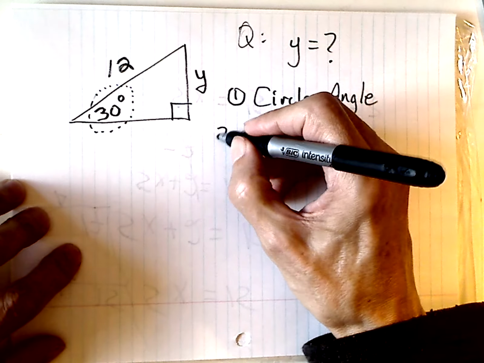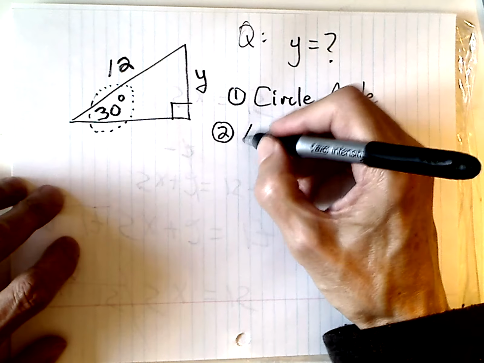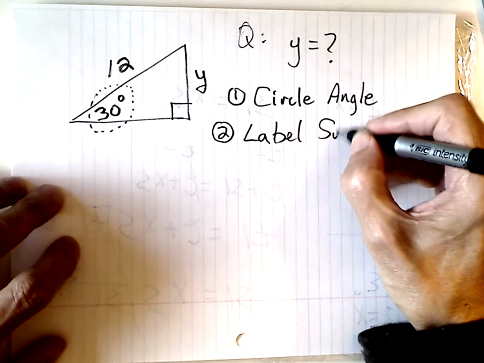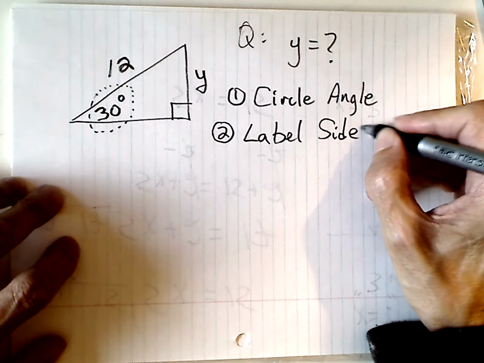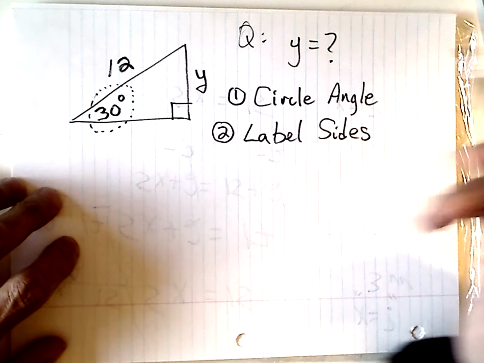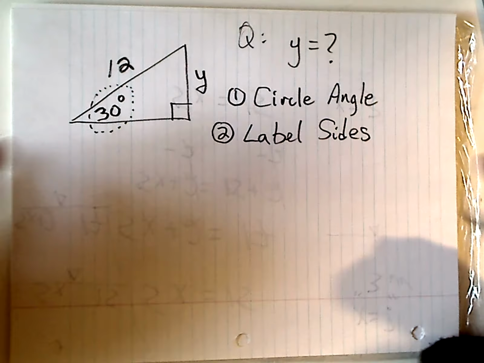Second, it is around this angle that you label the sides. Because if you saw last time, if you change where the angle is, the labels change. That's why we circle it. Kind of keeps it in location.